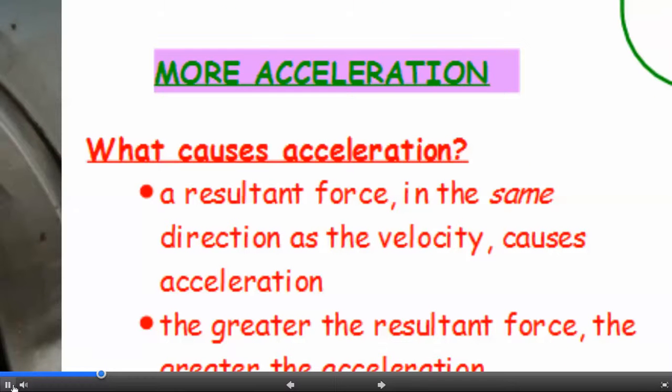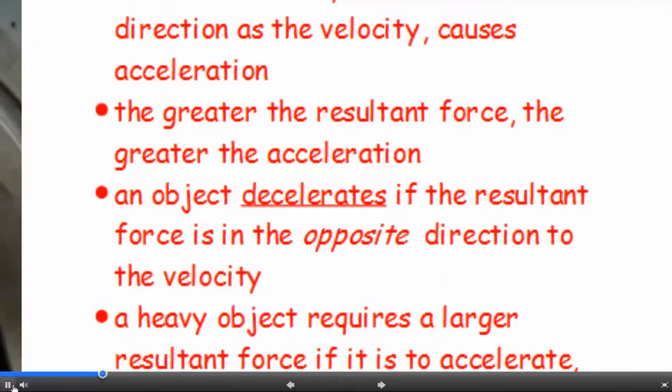Now, what is it that causes acceleration? It's a resultant force in the same direction as the velocity that causes the acceleration of a body. And the greater the resultant force, the greater the acceleration. And an object decelerates, slows down, if the resultant force is in the opposite direction to the velocity.